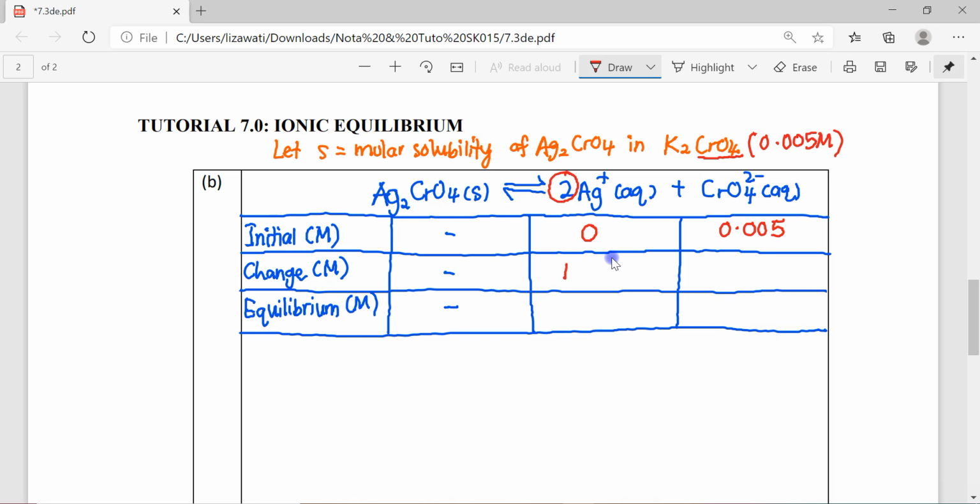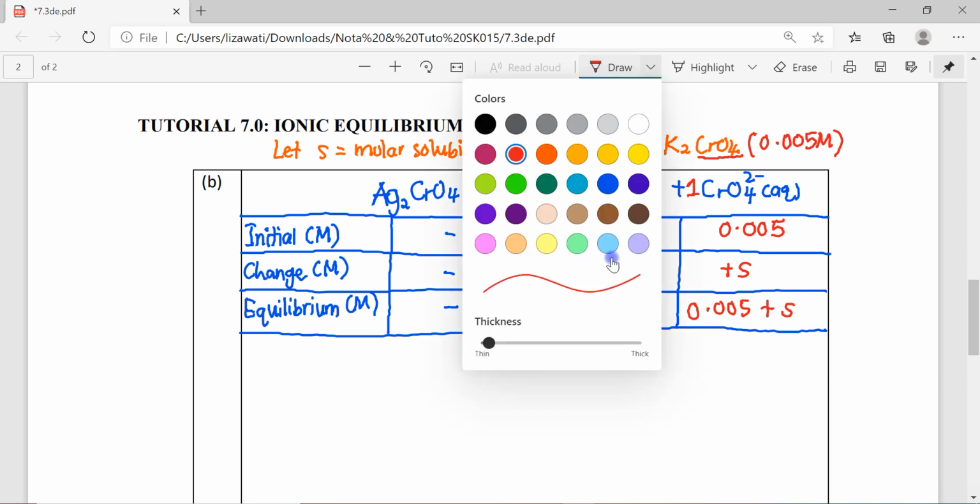Okay, as for the change in concentration for Ag plus, refer to the coefficient here. So it will increase positive 2s. Okay, chromate here is 1, so increase positive s. So at equilibrium, for the Ag plus, 0 plus 2s equals 2s. Okay, for the chromate ion, 0.005 plus s.